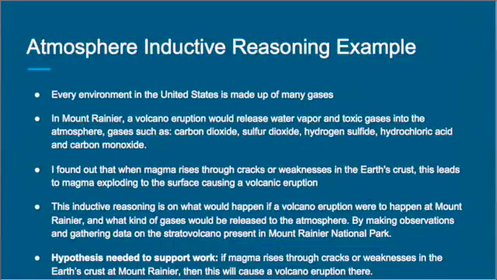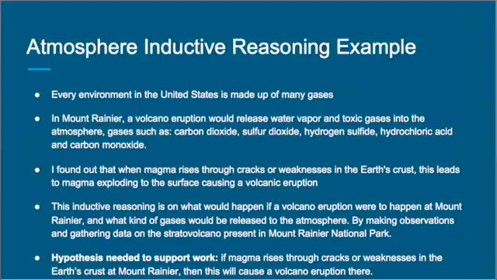My last part is the atmosphere inductive reasoning example. Every environment in the United States is made up of many gases. In Mount Rainier, a volcano eruption will release water vapor and toxic gases into the atmosphere, gases such as carbon dioxide, sulfur dioxide, hydrogen sulfide, hydrochloric acid, and carbon monoxide.